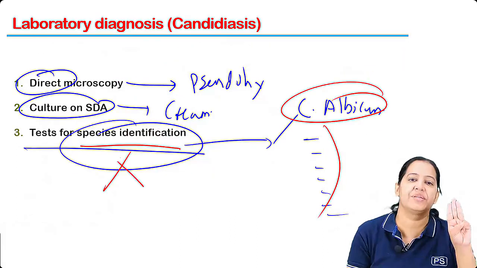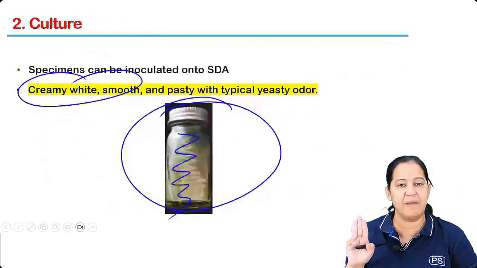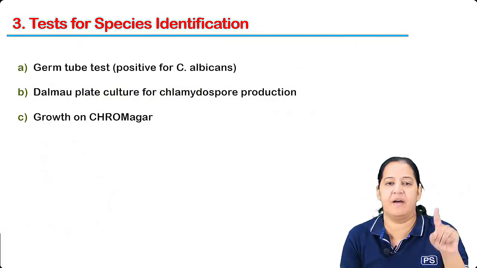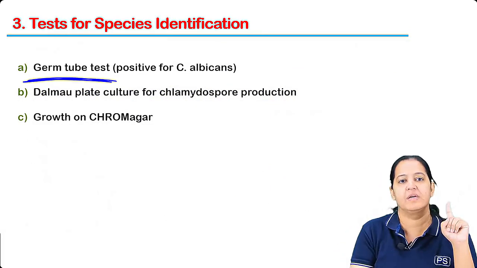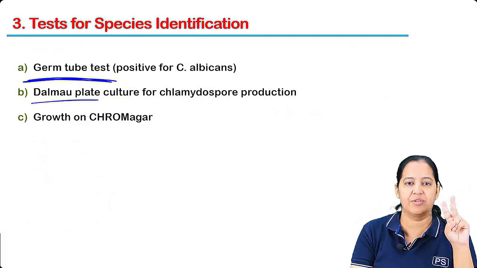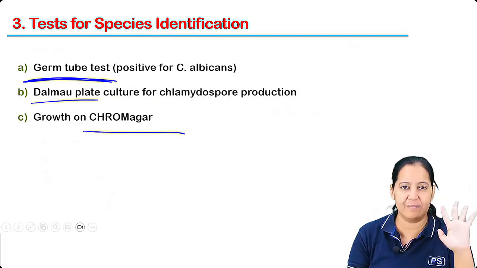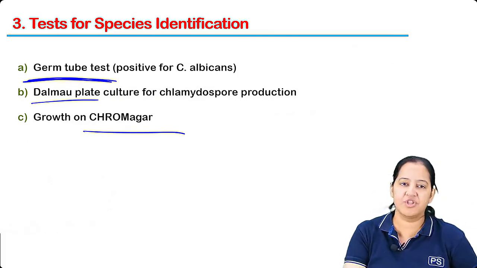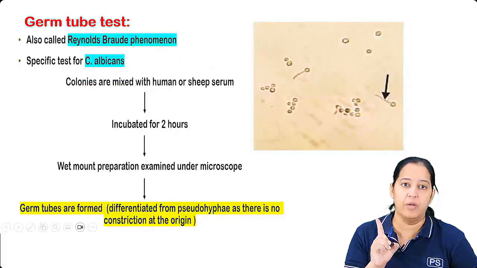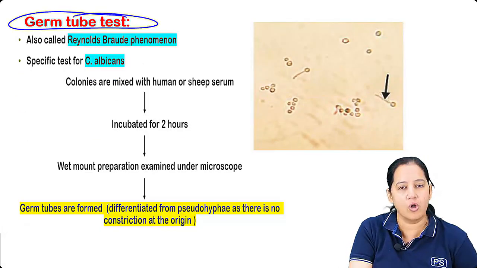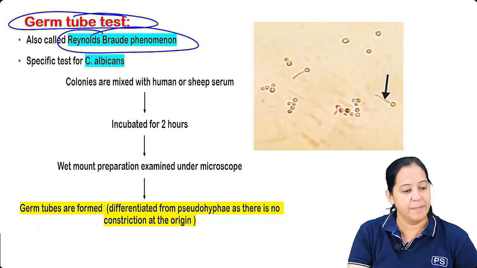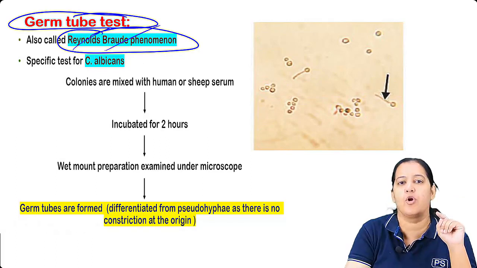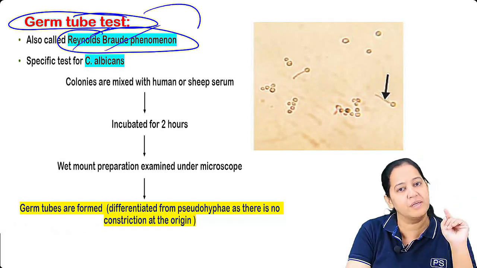For species identification, I have three tests. Number one, germ tube test. Number two, Dalmau plate. And number three, CHROMagar. I will explain all three. Let me start with the germ tube. You get many questions on germ tube. The germ tube test is also known as the Reynolds-Braude phenomenon, after the scientist who discovered it.